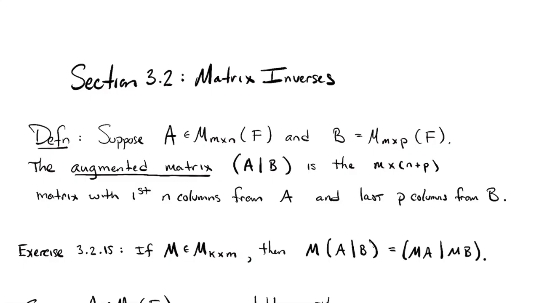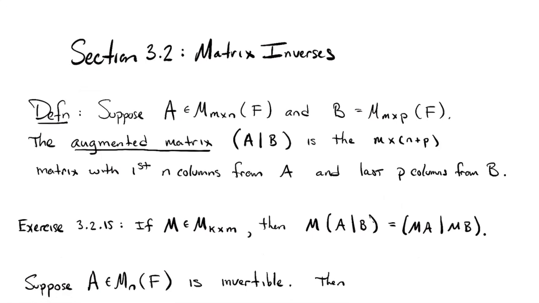Alright. In this second and last lecture from section 3.2, we're going to take a look at how we can use elementary row and column operations to give us a method of finding the inverse of an invertible matrix. Okay, so we're going to talk about finding inverses of matrices.